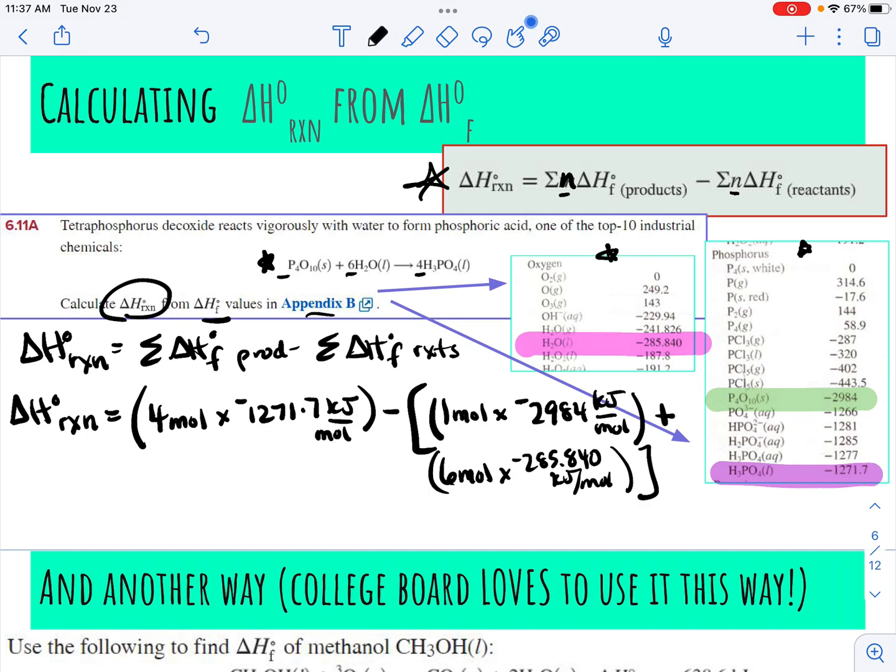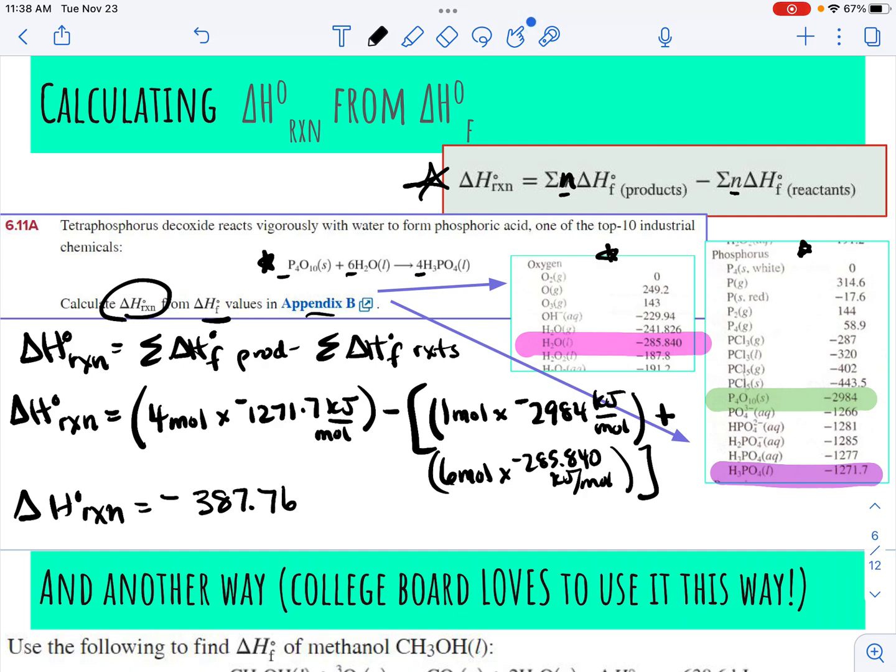So unfortunately, I didn't have enough space to write this all out in one line. This is not hard, but it definitely has places where you can make mistakes, and it's usually in calculator punching. So be really, really careful when you punch this, and you can see that the standard heat of reaction in this case would be 4 times negative 1271.7 minus negative 2984 plus 6 times negative 285.84, and when I did all of that, I got negative 387.76, and I need to check sig figs.